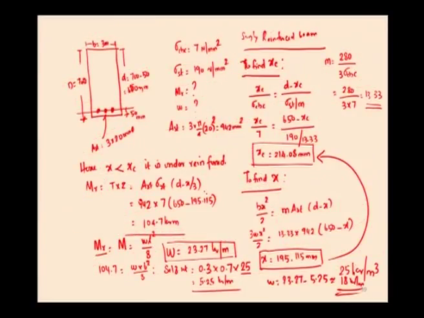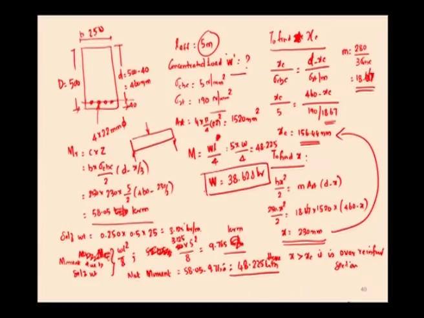In the last problem, we found the uniformly distributed load, that is 18 kilonewton per meter after deducting self weight. In this problem they have asked us to find the concentrated load. So, once we find the moment of resistance, we find the self weight. Due to the self weight, we find the moment, then that moment has to be deducted from the total moment, that is 48.225. From this moment, I have found the concentrated load acting on the beam.